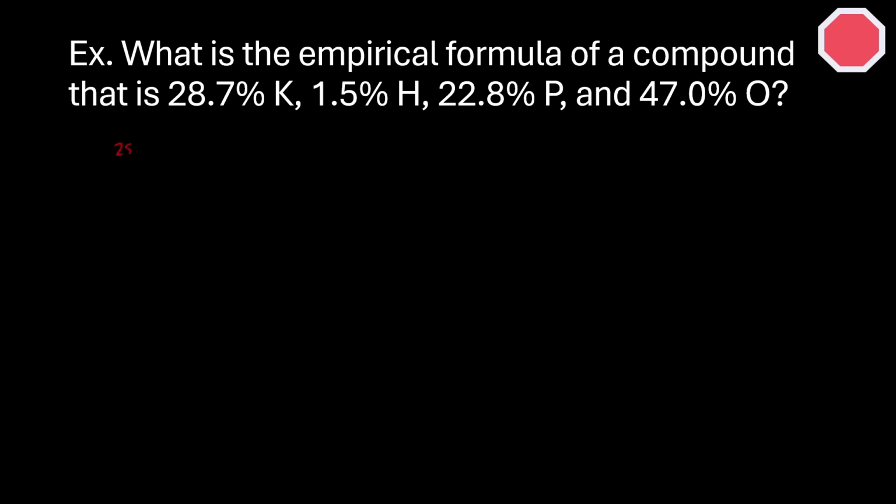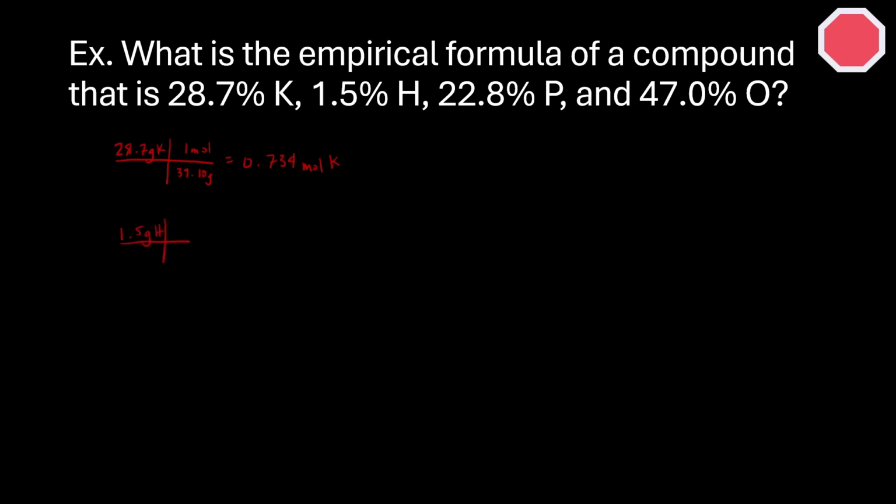We have 28.7 grams of potassium. Look on the periodic table, and you have 39.10 grams for every 1 mole, and that leaves us with 0.734 moles of potassium.